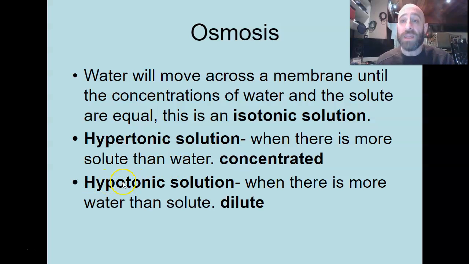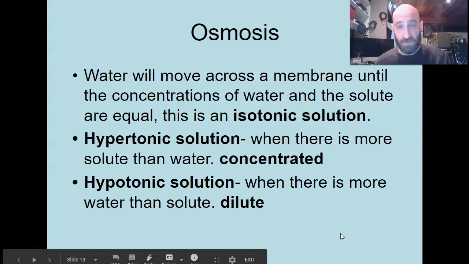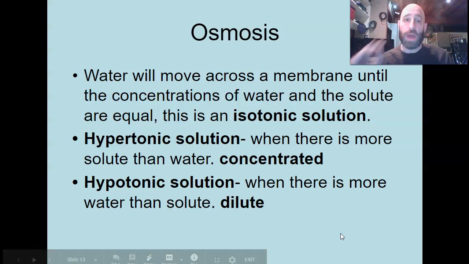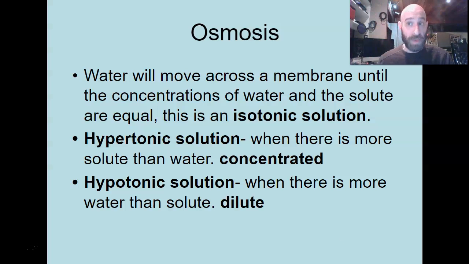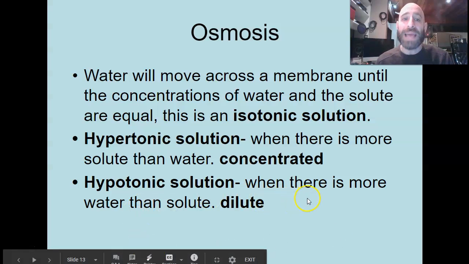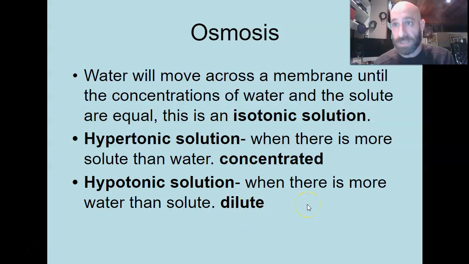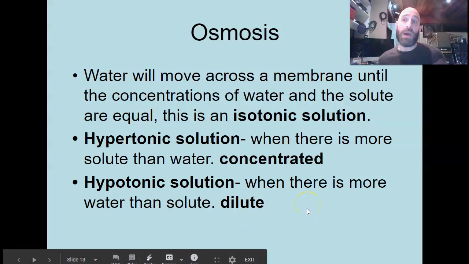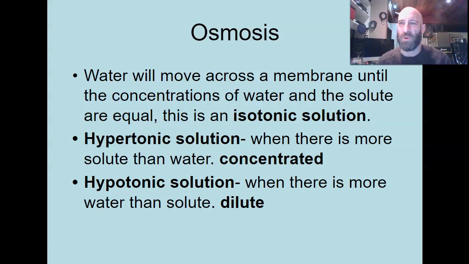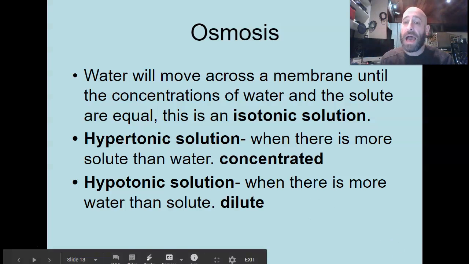Hypo means less than. If you've ever heard of hypothermia, that is when your body temperature drops too low. So thermal means temperature, hypo means less. So hypotonic means there's less solute than water. That's going to be a dilute concentration. So what does that mean? That would be very weak iced tea, where you don't have enough mix in there and it just tastes like weak ice tea. Ugh, it's gross, right? It just tastes like brown water. Who wants to drink that? And that's going to be hypotonic.